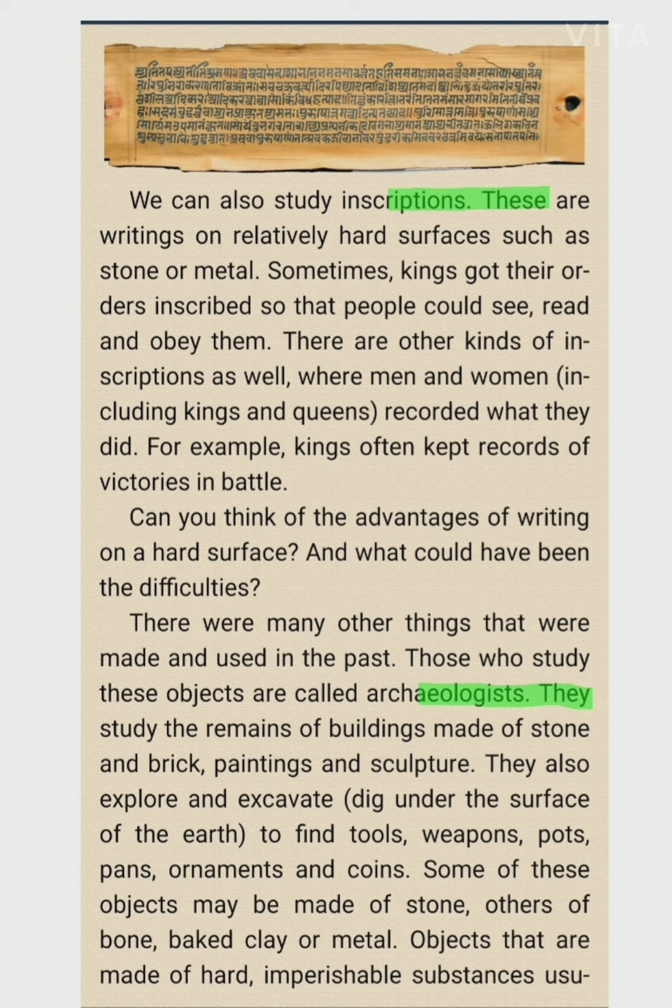We can also study inscriptions. These are writings on a relatively hard surface such as stones or metal. So to find out about events of the past, we can also study inscriptions. Inscriptions are writings on a hard surface such as stone, metal, wall, etc. Sometimes kings got their orders inscribed so that people could see, read and obey them. So the kings and rulers of those times used to get their orders inscribed on stones, metals or coins so that people could see, read and obey them in their daily life.